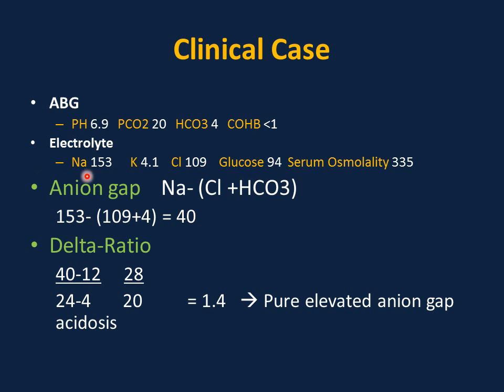Next step, you want to know the anion gap. The anion gap here is the sodium minus the chloride plus the bicarb. The sodium here is 153 and the chloride is 109, plus 4, which is the bicarb. So this equals 40. This is a very high anion gap. The normal anion gap, to remind you, is 12. So this is an elevated anion gap, metabolic acidosis with elevated anion gap.